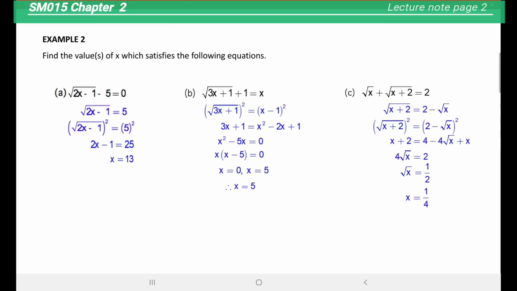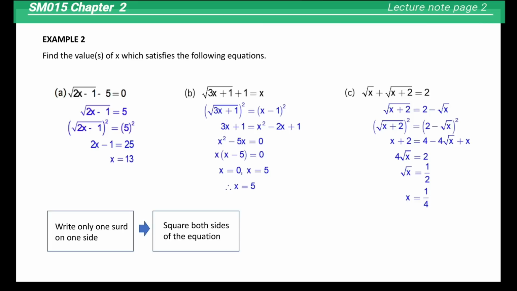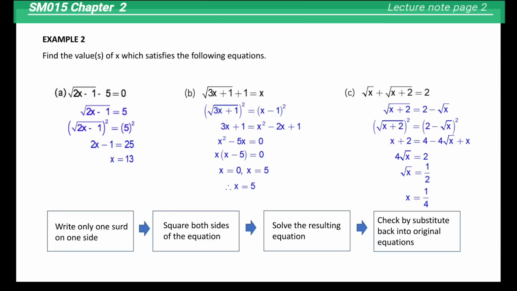To summarize the lesson we did today, when we are solving a root equation, the first step is to write only one root on the left hand side. After that, you can square both sides of the equation to eliminate the root that we have in the question. Next, you can solve the resulting equation. After that, you need to recheck the final answer by substituting back into the original equation. Remember, if you have more than one root in one equation, you have to square it until you eliminate all the roots. Only then can you solve your equation. That's all for our video.